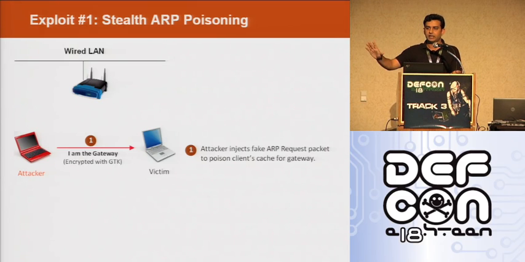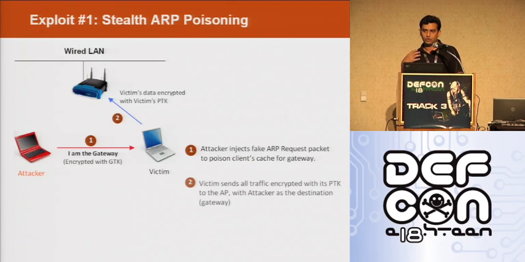So the attacker becomes the gateway of the network for the client who receives that packet, and after that all traffic generated from that victim is going to be destined to this new gateway, who is the attacker. So the victim sends all its packets to the access point, encrypting its packets with its own private key, which is known to this user and the access point. So the access point will be able to decrypt those packets.